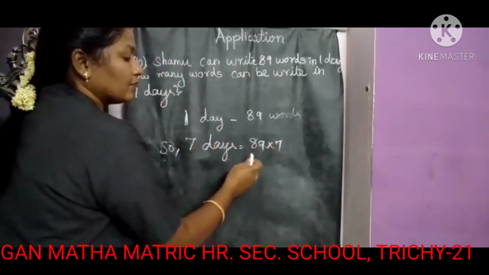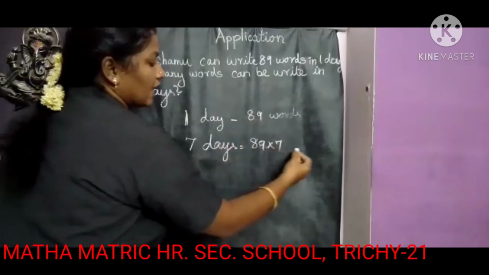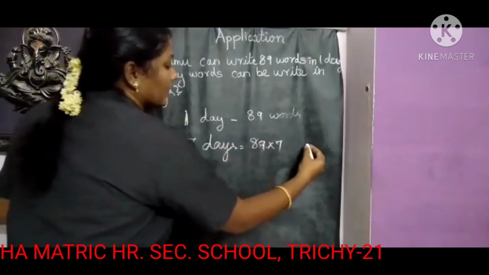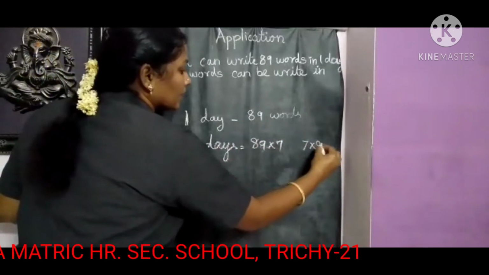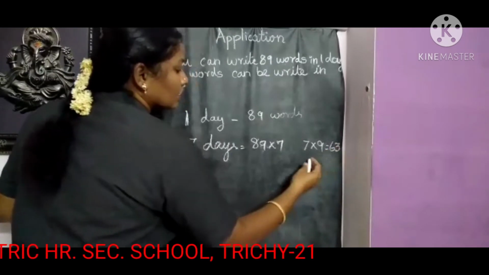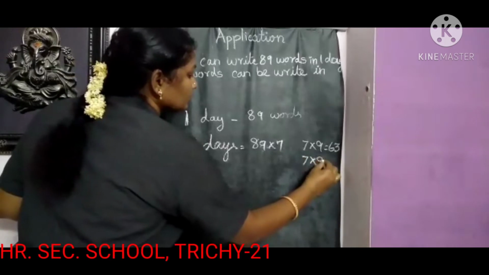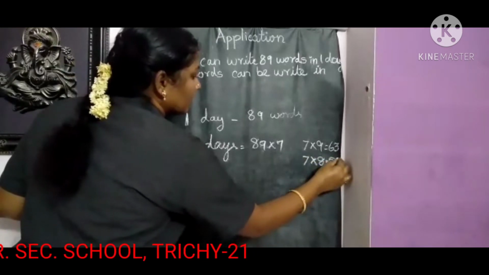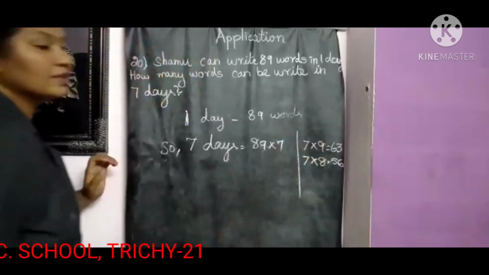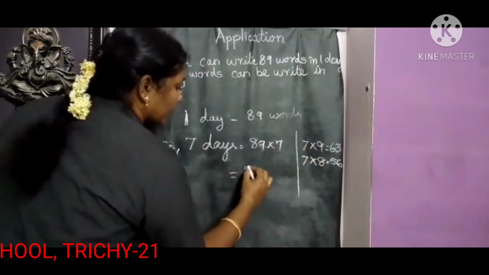So in this sum, you are going to use the 7 table. Write the table in the rough column side. 7 9s are 63. Okay, children, then 7 8s are 56. So first write the table in the rough column side. Okay, now let's start the sum.